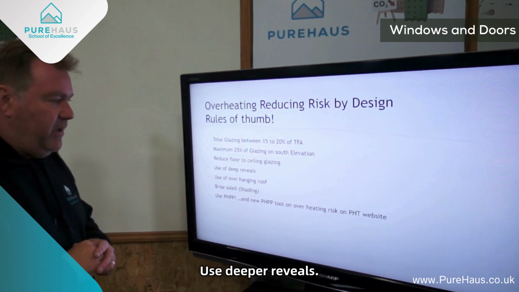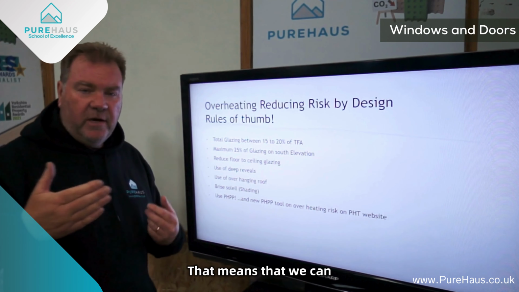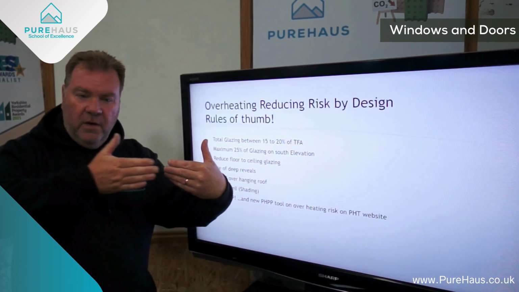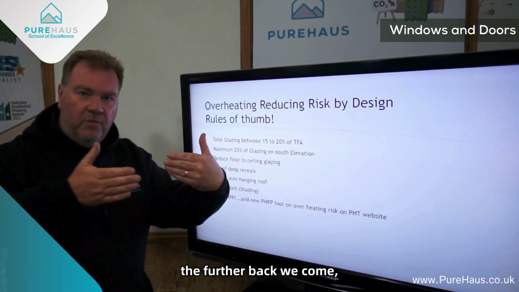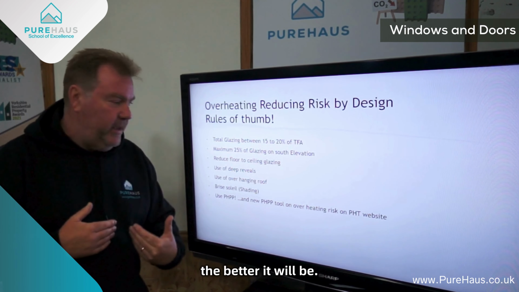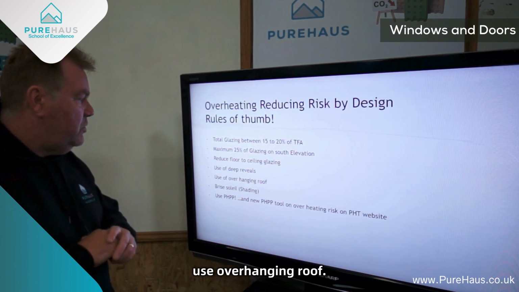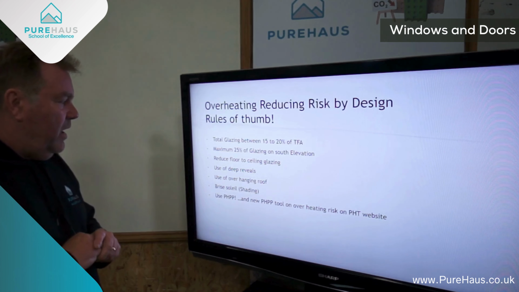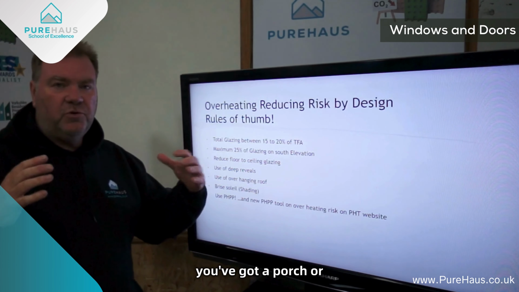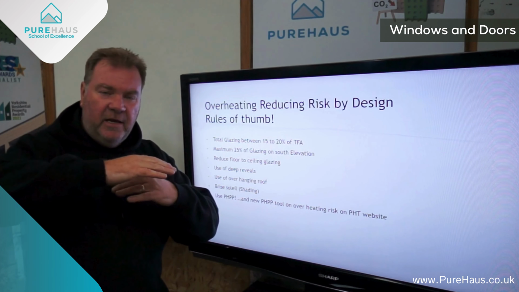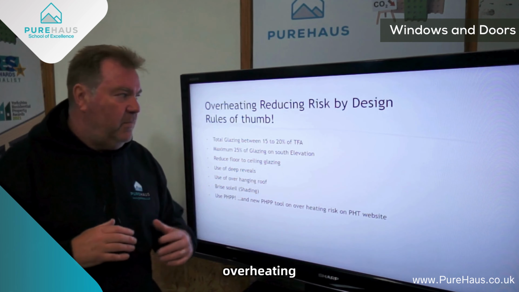Use deeper reveals. That means that we can position the window at a different position within the reveal. That way, the further back we come, the better it will be. Use overhanging roof. Overhanging roof means that if you've got a porch or some way of bringing in a roof for shading, that's what we're going to do.